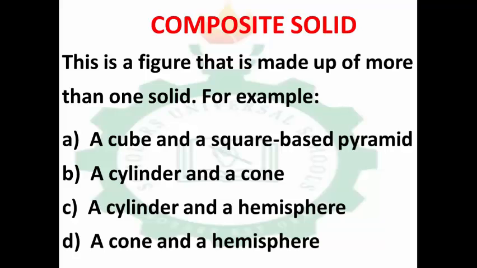Then we can also talk of a cylinder and a cone. So this is another composite solid. Then we also have a cylinder and a hemisphere. Then we also have a cone and a hemisphere.